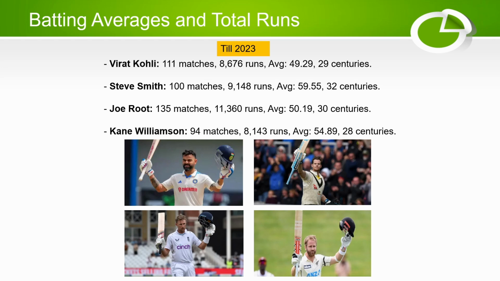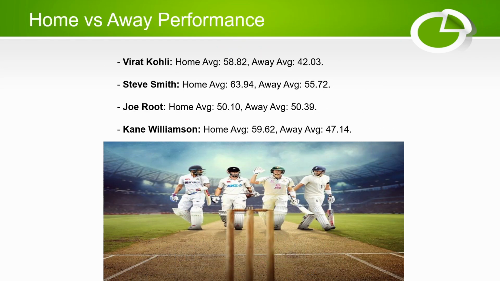So we are going to dive a bit deeper into this, and we are going to now have a look at the home and away performance of the Fab 4. If we look at the home and away performance, Virat Kohli has been outstanding in Indian conditions. His home average is 58.8, which is remarkable, and his away average is 42.03.